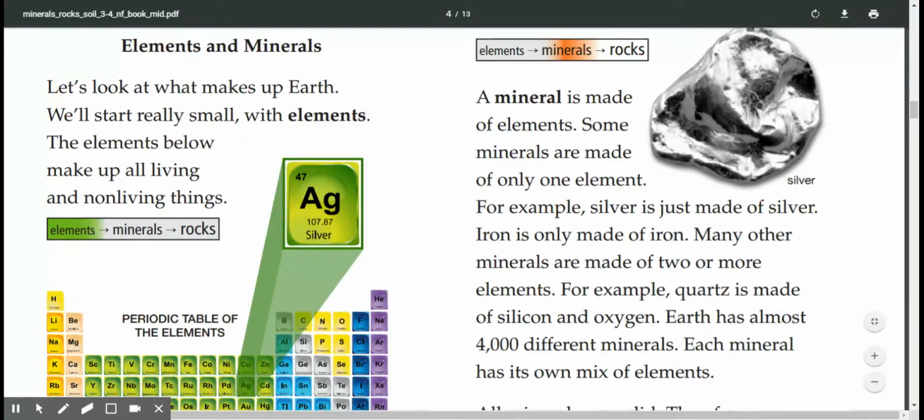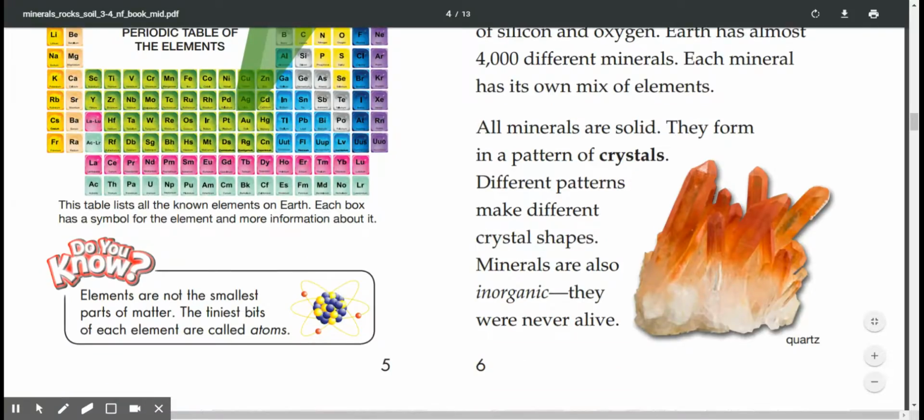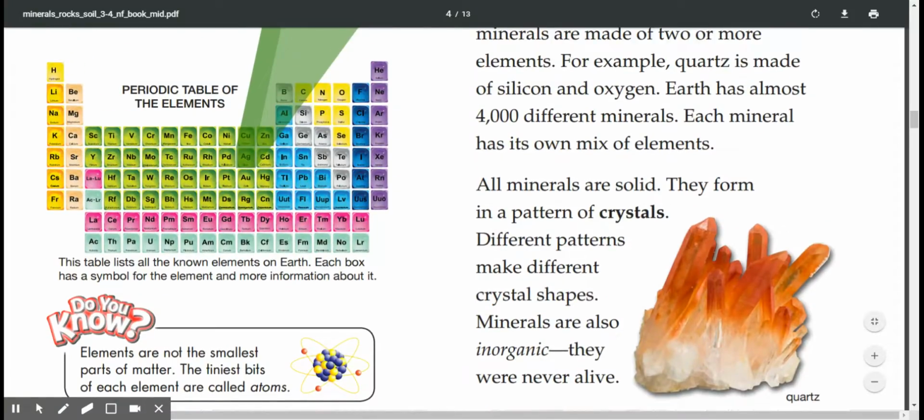First things first, we need to talk about elements and minerals. Elements are what make up everything. They make up everything that's living and non-living. There are about 118 elements currently known to man. This table shows you those elements.